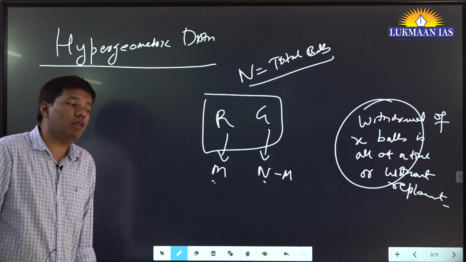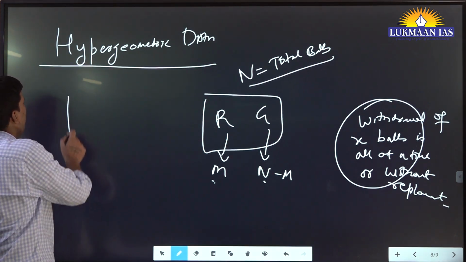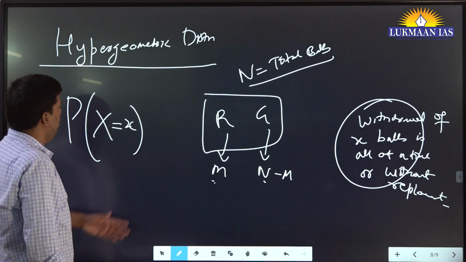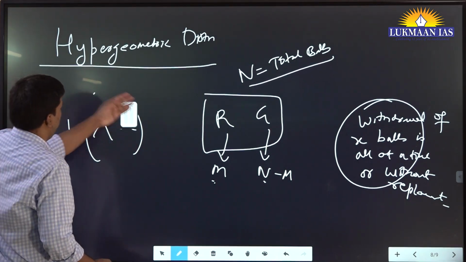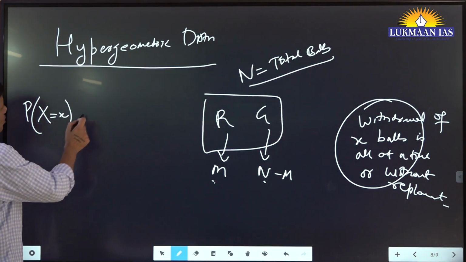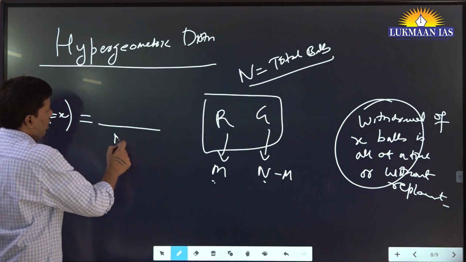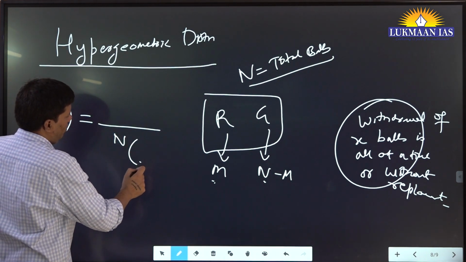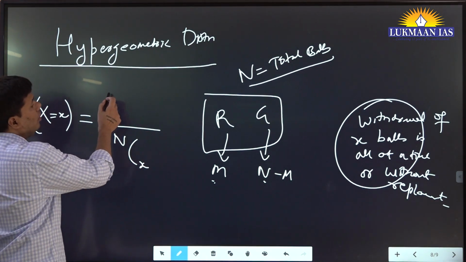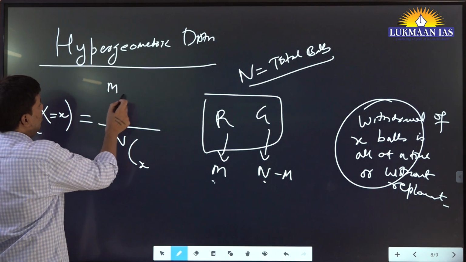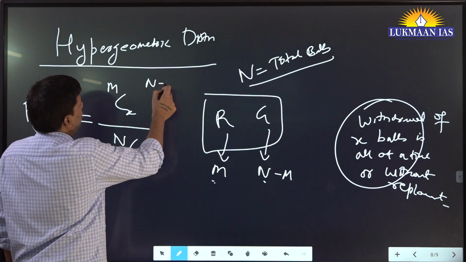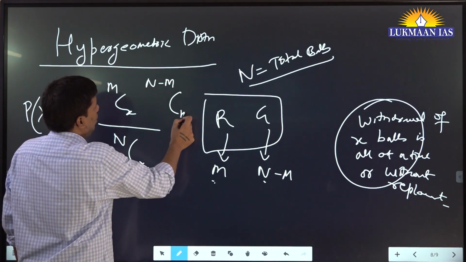Exactly x balls are red. Now this is what you calculate in MGF. Also in this I will write it here. The probability of X equal to x is given by N C x, and M C x, and here it is N minus M, N minus C, N minus x.